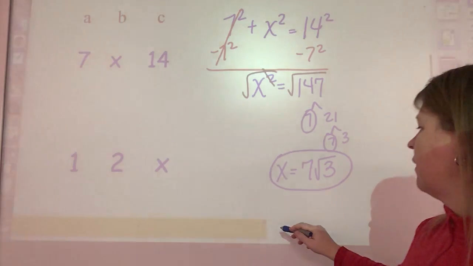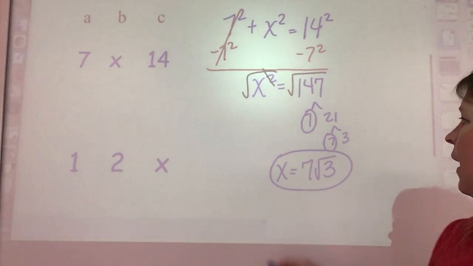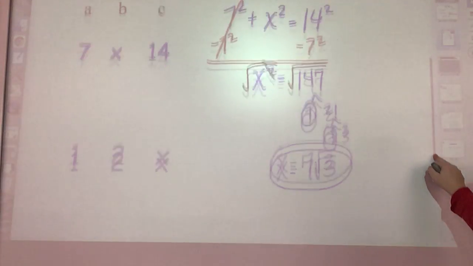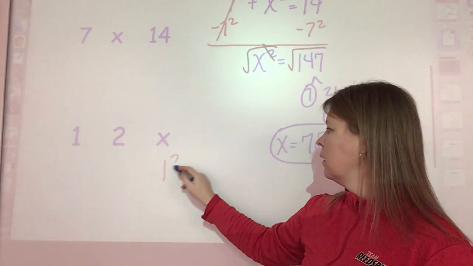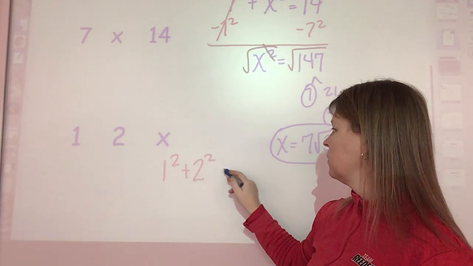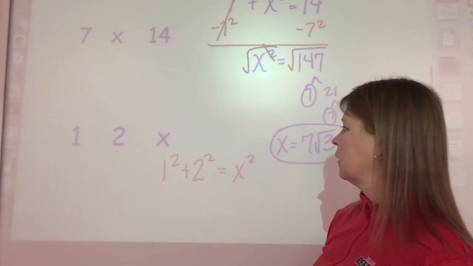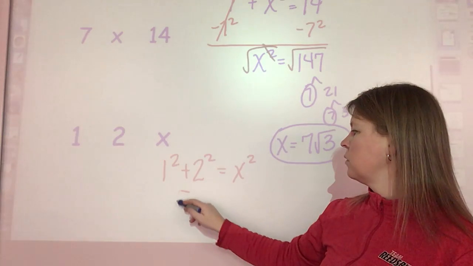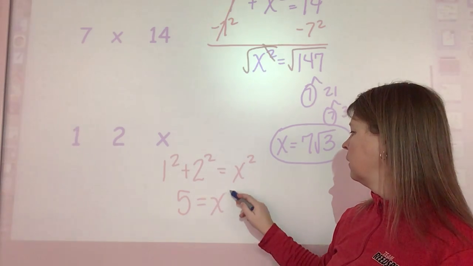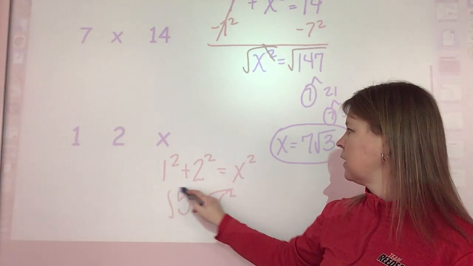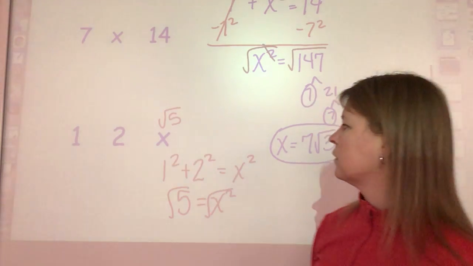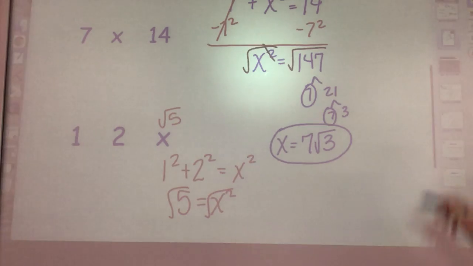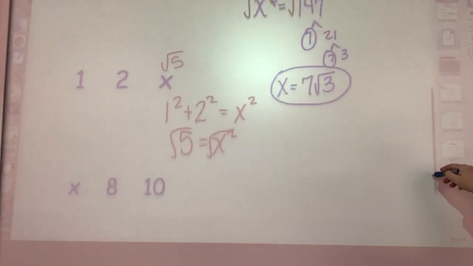Let's try this one. We have 1, 2, and x. No, it's not 1, 2, 3. We'll have to do a squared plus b squared equals c squared. 1 squared plus 2 squared equals x squared. 1 squared plus 2 squared is 5. And if you square root both sides, x is the square root of 5. Square root of 5 cannot be simplified, so we leave it as is.